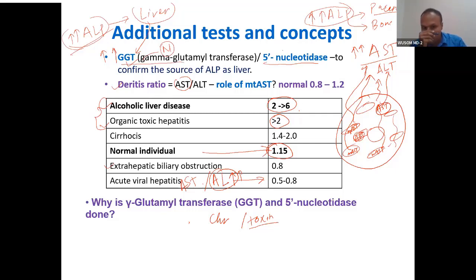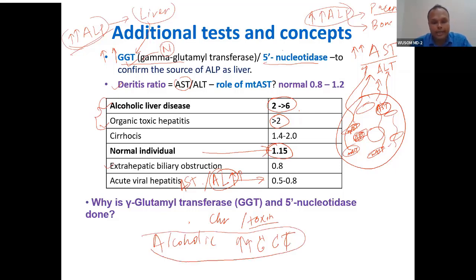And one more significance of gamma GT: in alcoholic patients, GGT is very high. So this also signifies an alcoholic condition. Recent, acute alcohol intake also gives a high GGT and signifies alcohol intake.